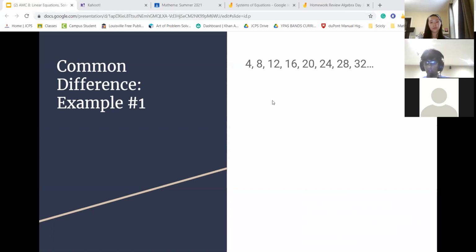Well, this is sad, guys. Okay, so the answer is 4, right? And that's because you see that you add 4 every time to get to the new term, and that's how simple common difference is. You just add 4 to get to the next term. That's all there is to it.